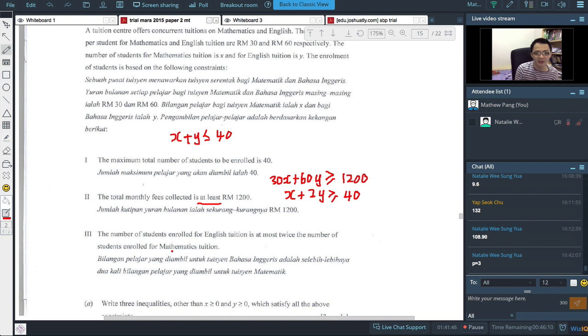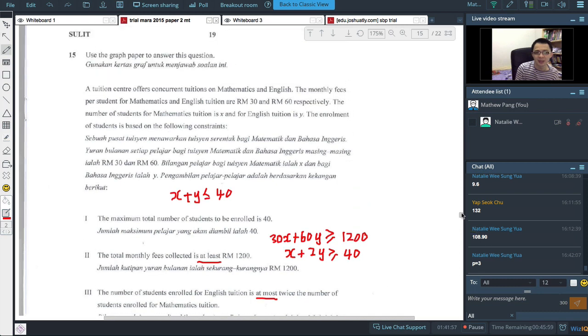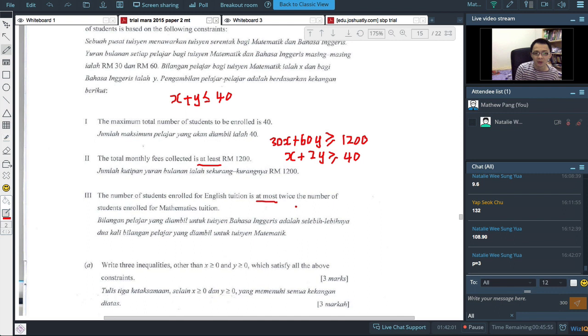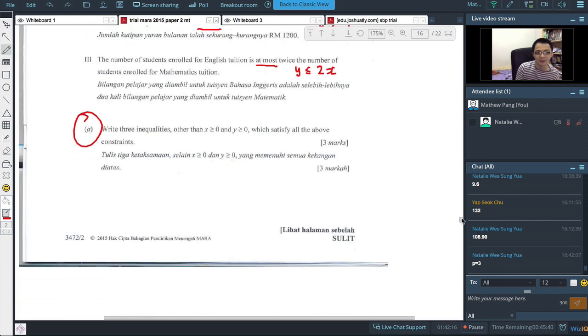Then the next one, the number of students enrolled for English tuition is at most. At most means less or equal. So I know English will be Y. That means Y will be less or equal to twice the number of mathematics students, so Y is less or equal to 2X. So you have these three, and you're going to draw the straight lines. But now you got 3 marks already. Then the second part you need to draw.